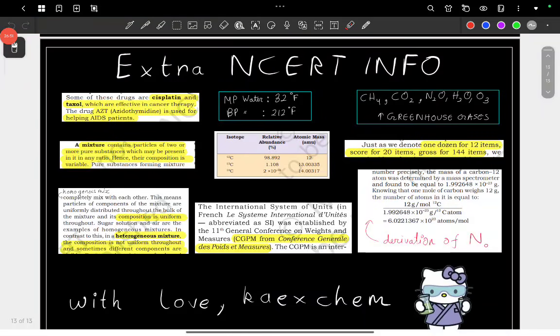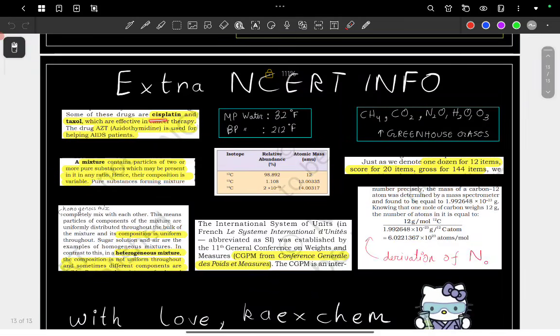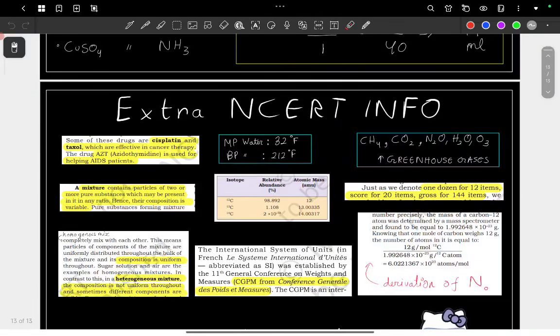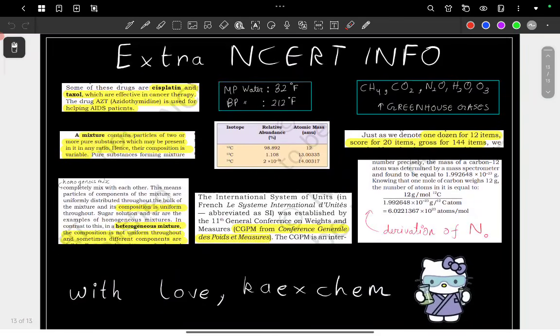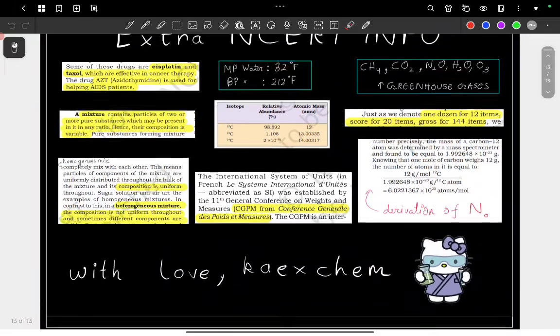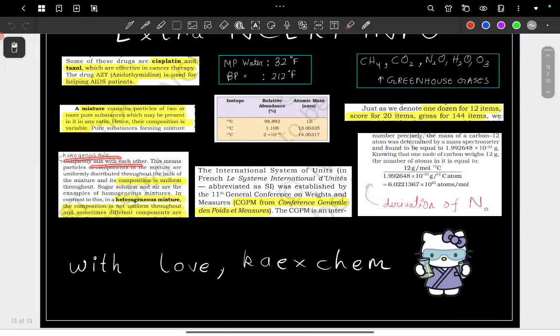so you don't need to read the NCERT after this. Cisplatin and Taxol help in cancer therapy. A drug called azithromycin is used for helping AIDS patients. And a mixture, this is basically a definition of a mixture. A mixture is nothing but particles of two or more pure substances mixed in any ratio, which means it's not like a compound where there's a fixed ratio and a law of definite proportions, but a mixture can have any ratio. And a homogeneous mixture mixes completely with each other, the composition is uniform. And in a heterogeneous mixture, the composition is not uniform.